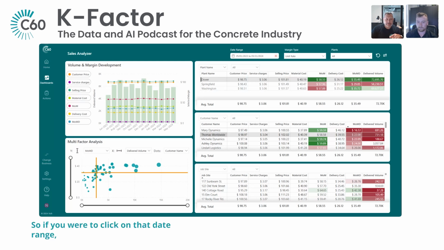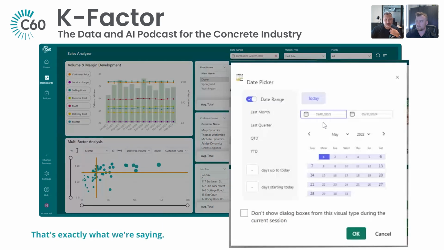So if you were to click on that date range, you mean I could actually go look at data from yesterday? Is that what you're saying? That's exactly what we're saying.